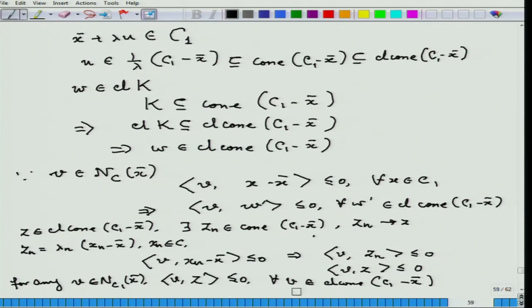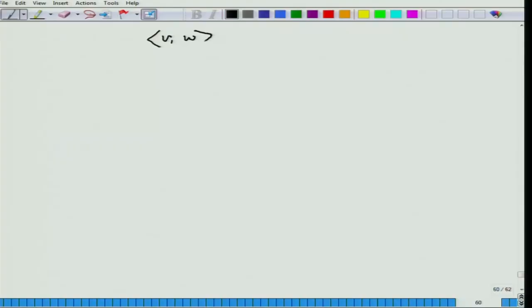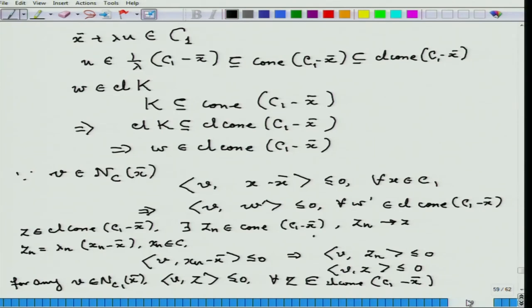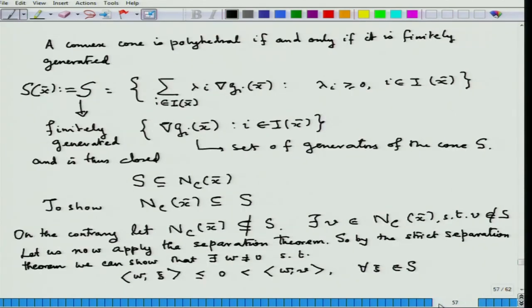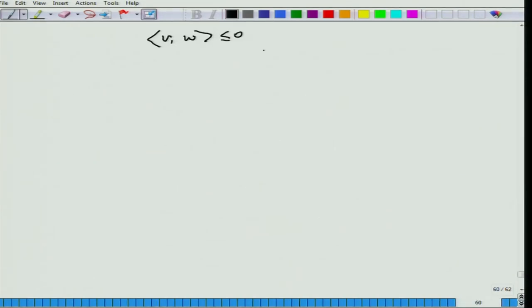So, for any z, sorry, not V, any z in the closure of the cone of C_1 minus x bar, V of z is less than or equal to 0. So, what I get here is that V of W is less than or equal to 0. Naturally, because W I have shown to be in the closure of the cone of C_1 minus x bar. But let me go back a while and see what the separation theorem gives me. The separation theorem gives me that V of W is strictly greater than 0 for that particular V which we had taken. And thus, here we have a contradiction.